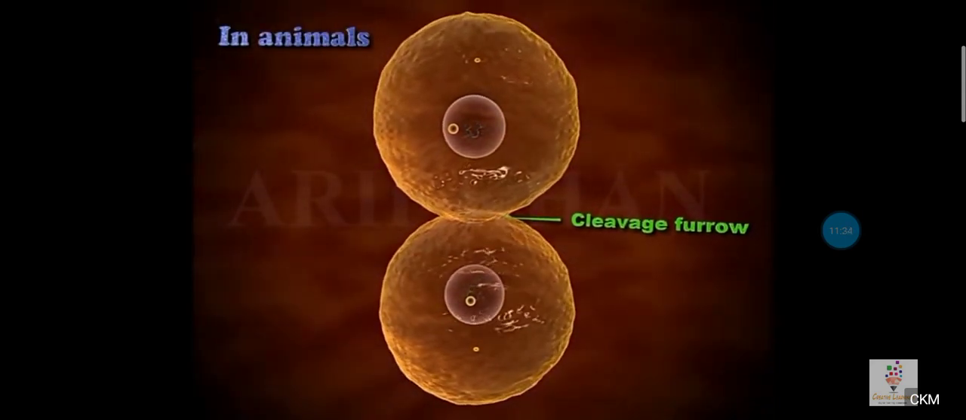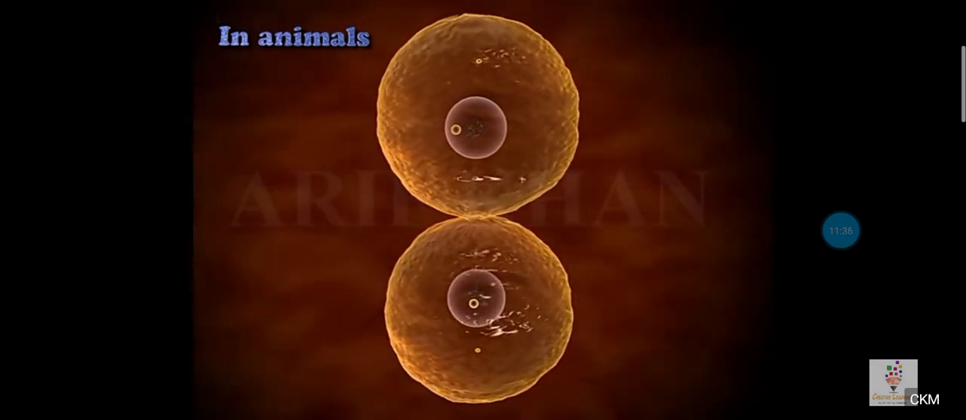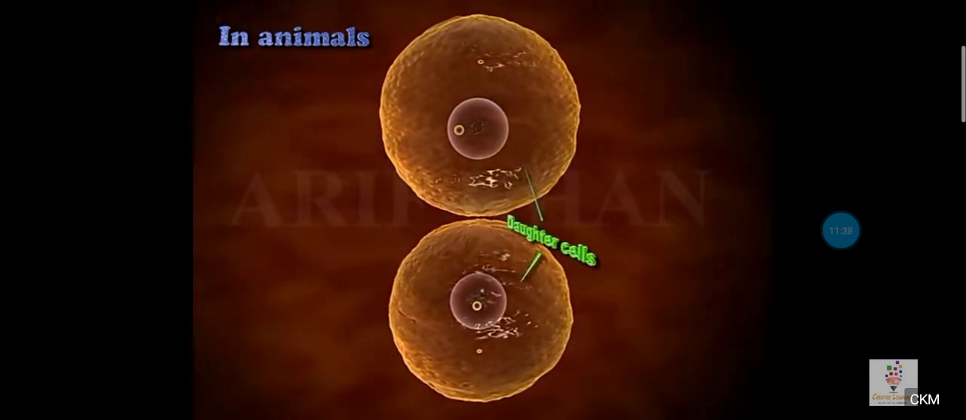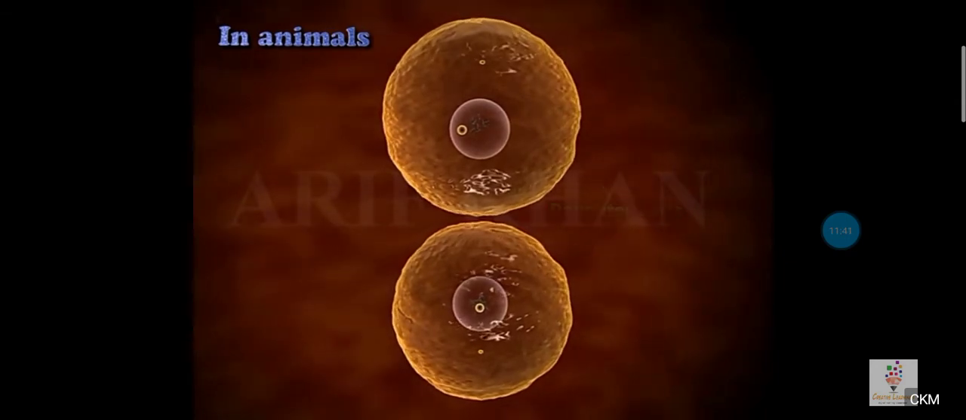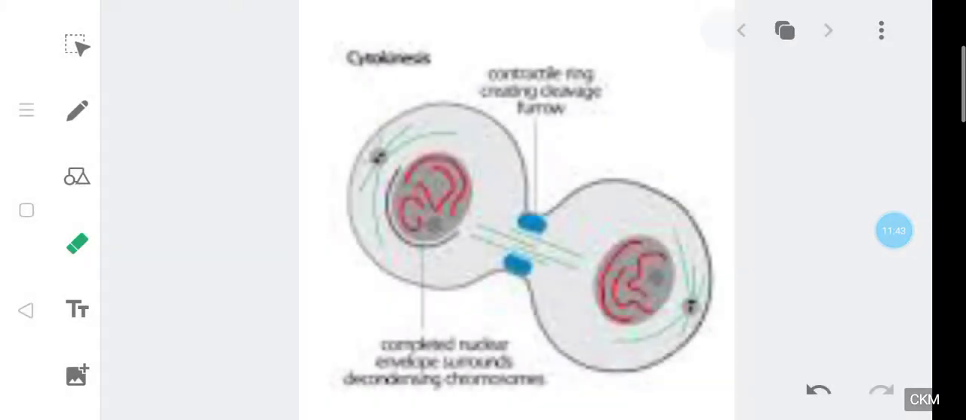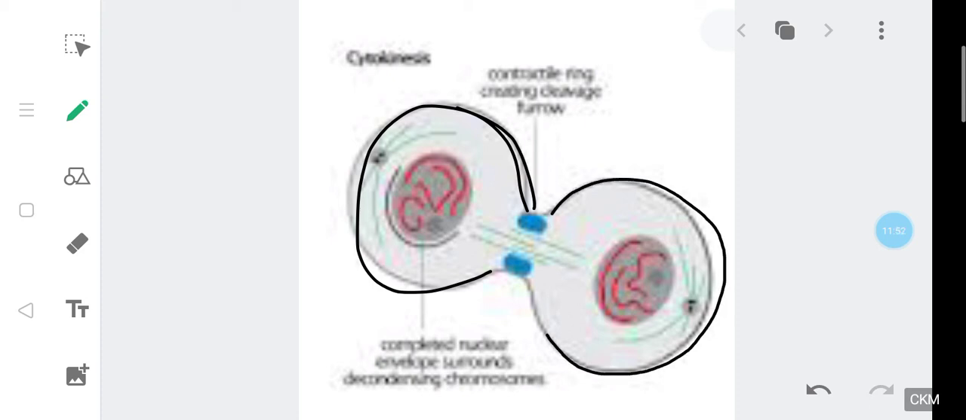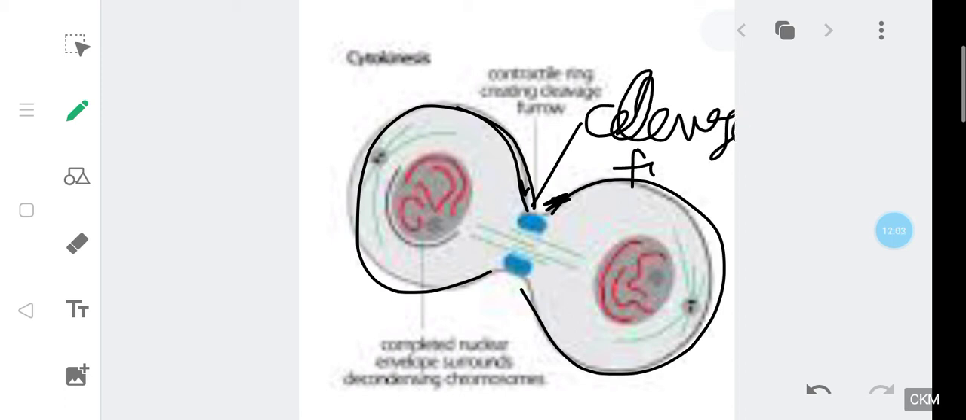Basically, beta, cytokinesis, as I told you before, is the division of the cytoplasm. This cytoplasm will divide, and now there are two daughter cells. The cytokinesis occurs by a process known as cleavage. Now, what basically is cleavage? The cells are going to separate by the process known as cleavage, and the point where they separate is known as the cleavage furrow.